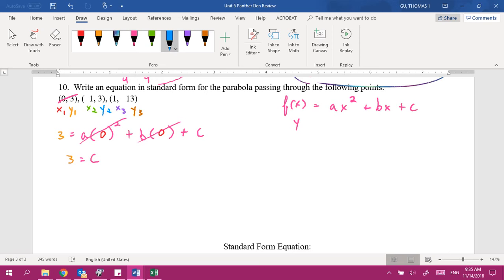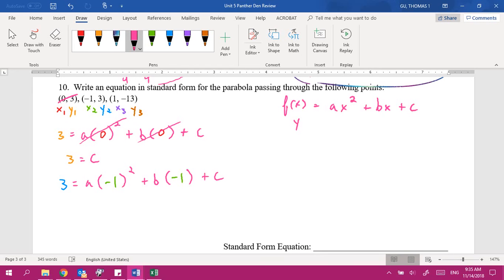So can somebody tell me another one of my equations? 3 equals a times negative 1 squared. Yeah, do not forget the square. That's very important, especially for the second one. Plus b times negative 1 plus c, right? So we need to simplify this, okay?